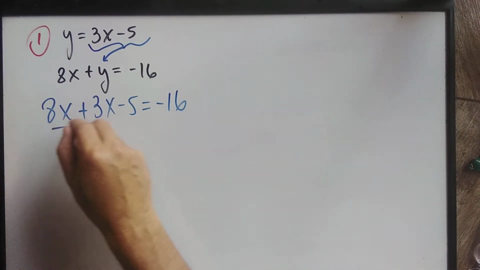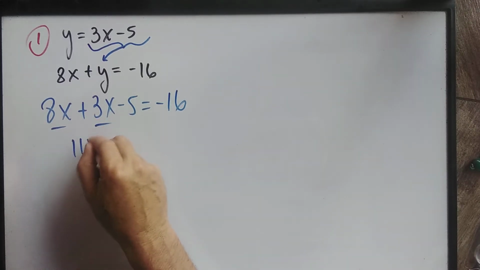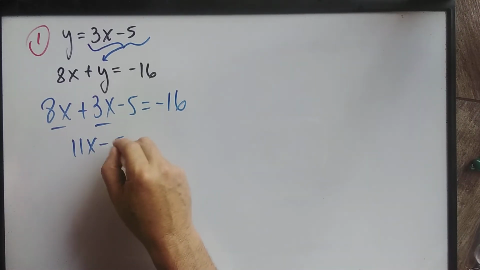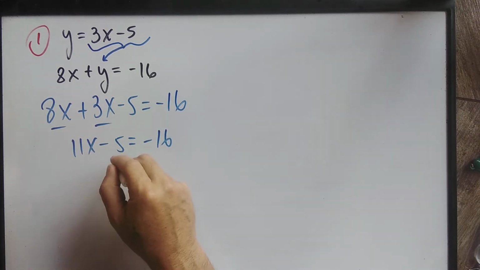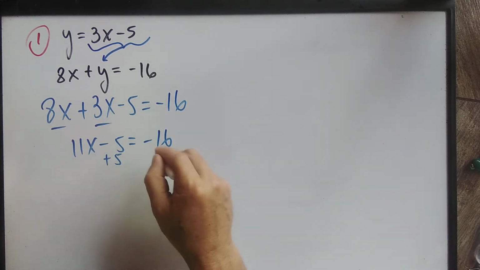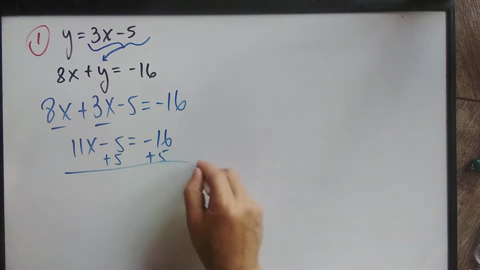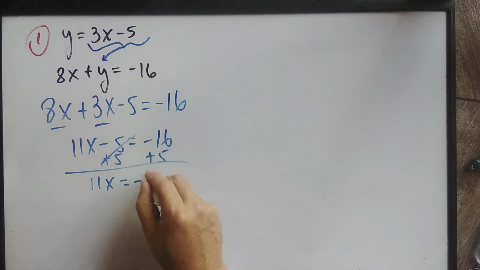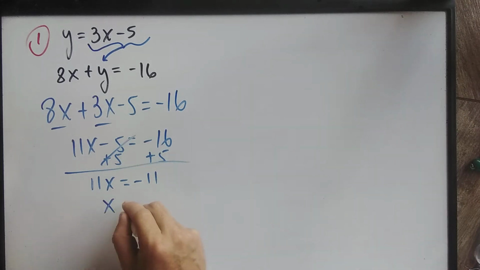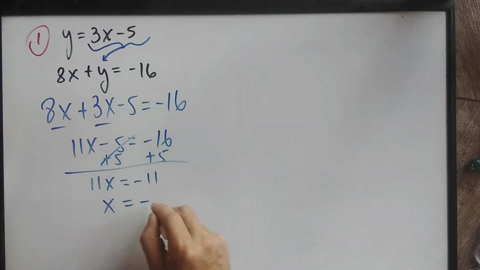Combine the x's, 11x minus 5 equals negative 16. 11x equals negative 11. Divide negative 11 by positive 11 to get negative 1.